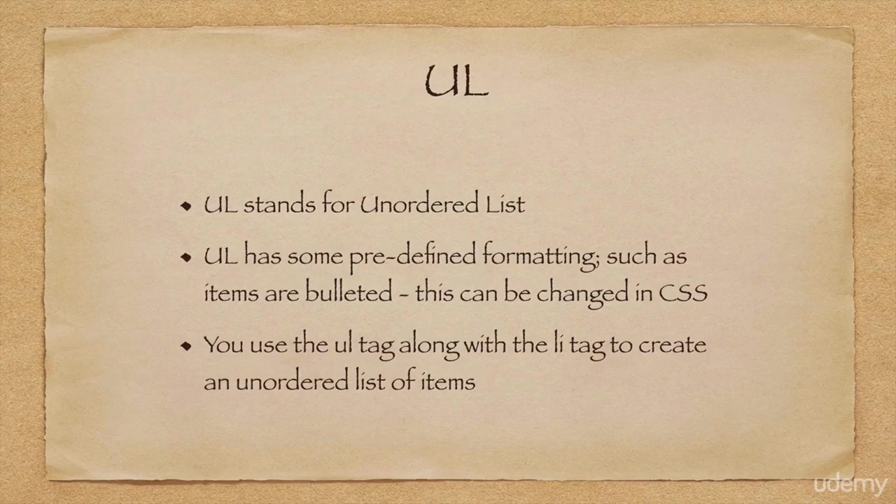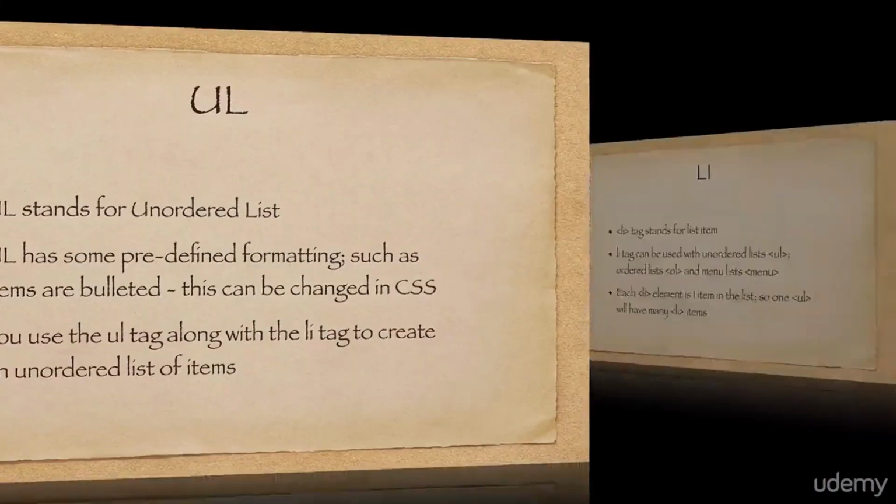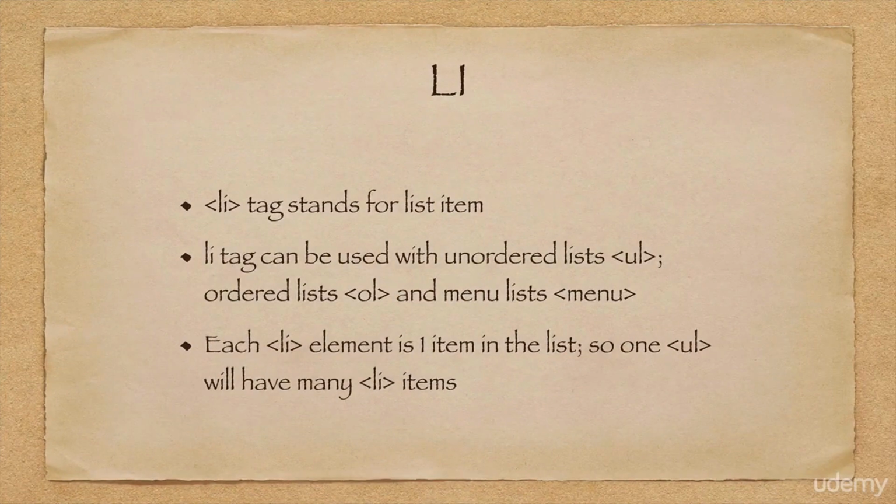So the UL is the unordered list tag. That's the start and end of where you would create your unordered list, and LI are list items. So we use those to create the list within the UL tag. And as we just said, LI tag stands for list items. LI tag can be used with unordered lists. It can also be used with ordered lists and menu lists as well.